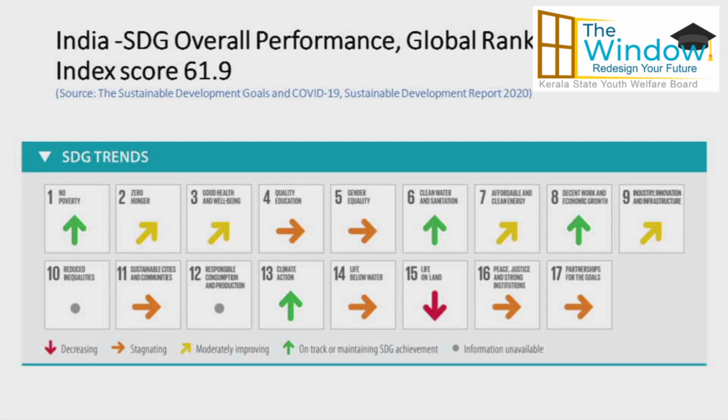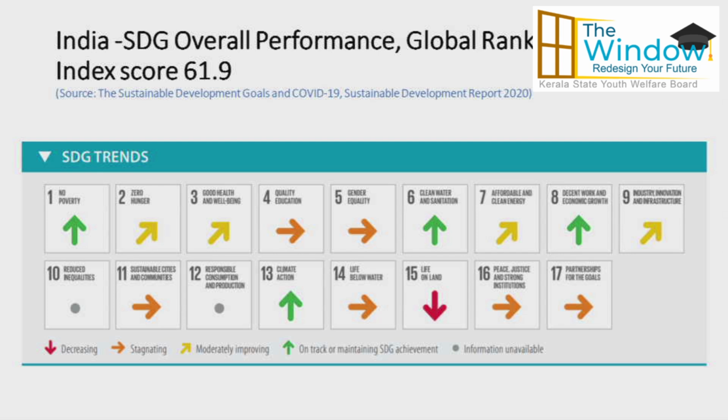So these are the major decisions taken during the pandemic period related to the sustainable development aspects. In order to assess the overall performance of the Sustainable Development Goals, the global rank of India is 117 out of 166 countries. This data is taken from the Sustainable Development Report 2020. So in that case, the India score is 61.9.